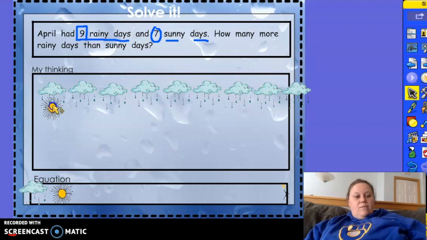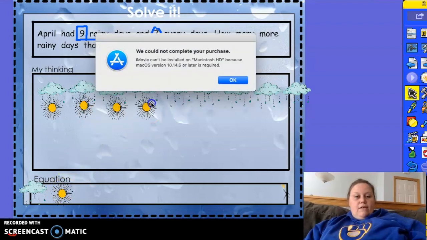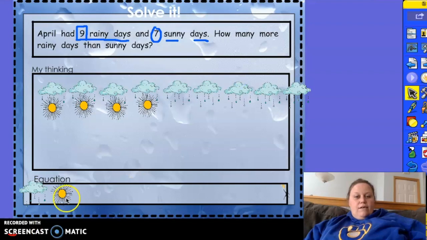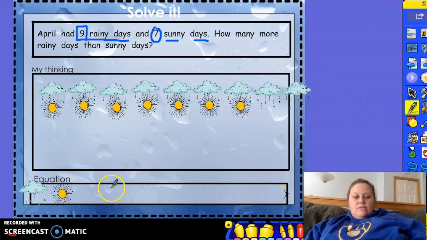So here we go. 1, we're counting to 7 because there are 7 sunny days. 2, 3, 4, 5, 6, and finally 7. So these are all matches. Can you see this? All of these are the same, aren't they? Same, same, same. But we're wondering how many more rainy days there are than sunny.